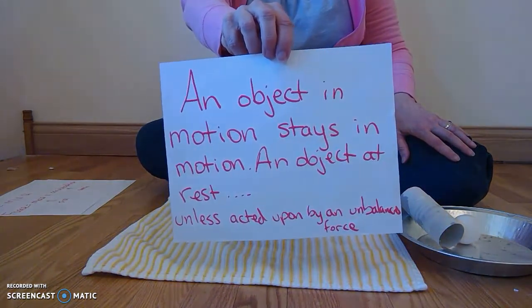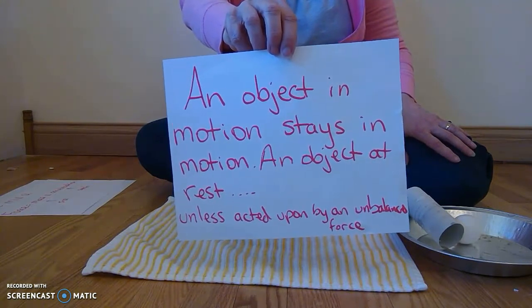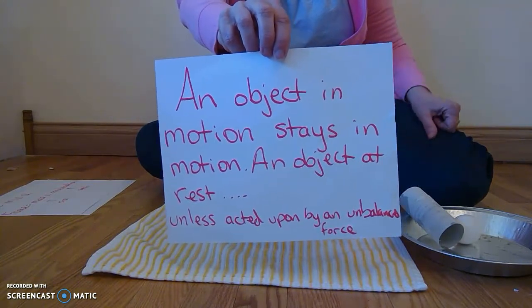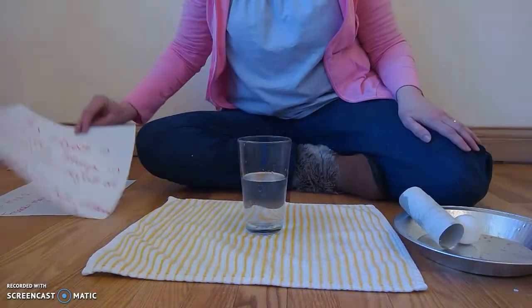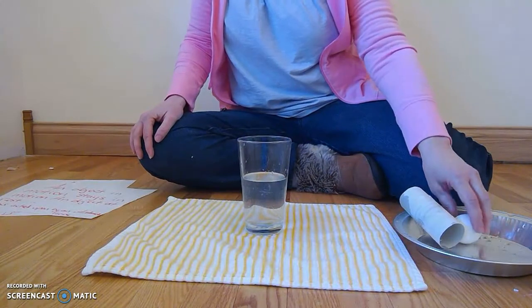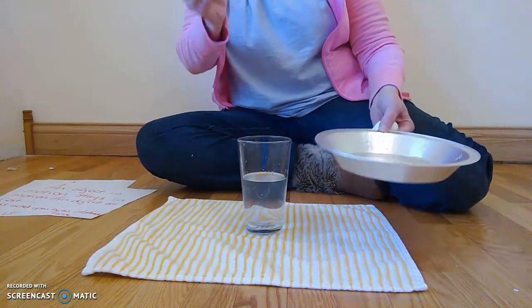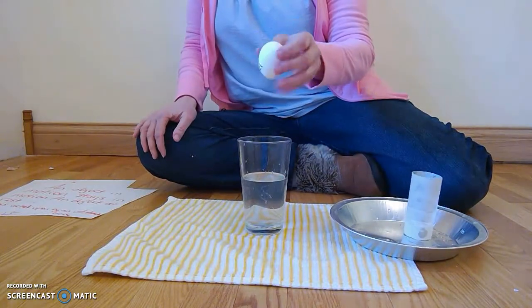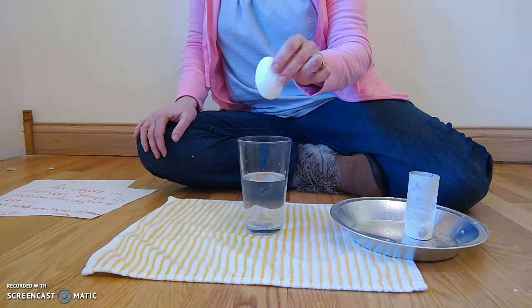An object in motion stays in motion. An object at rest stays at rest unless acted upon by an unbalanced force. Okay, well, I was the unbalanced force. I was the one that hit the pie pan, okay? And the pie pan went flying, the tube went flying, but the egg, if you go back and rewind it, you could almost see the egg almost hovering here.